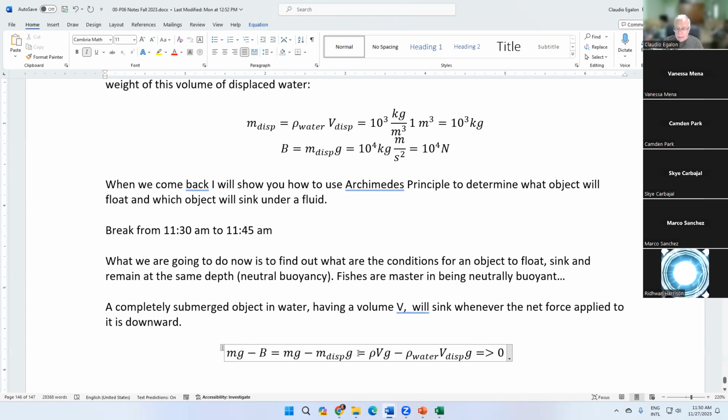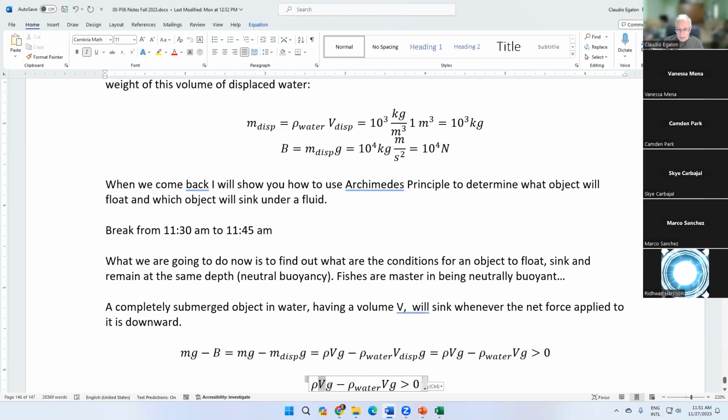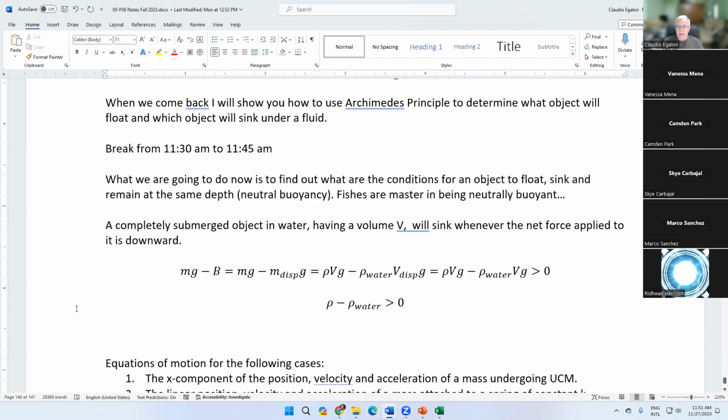And now I'm going to do another step. Here's the density of water. The volume of the displaced fluid is equal to the volume of the object, and this expression is going to be greater than 0. Now look what's going to happen. V and g are going to cancel out. So whenever the density of the object minus the density of the water is greater than 0, the object is going to sink.